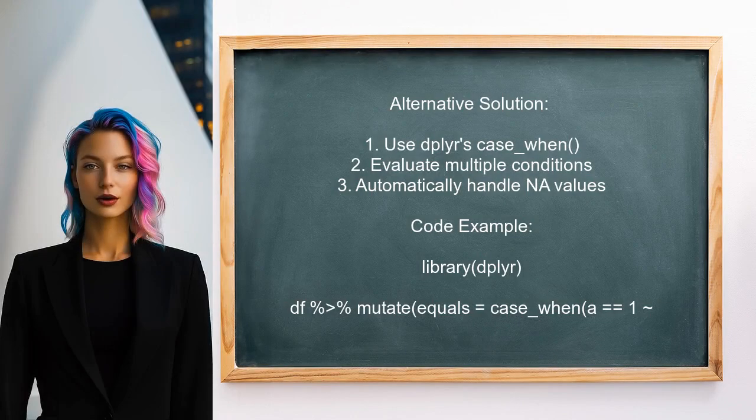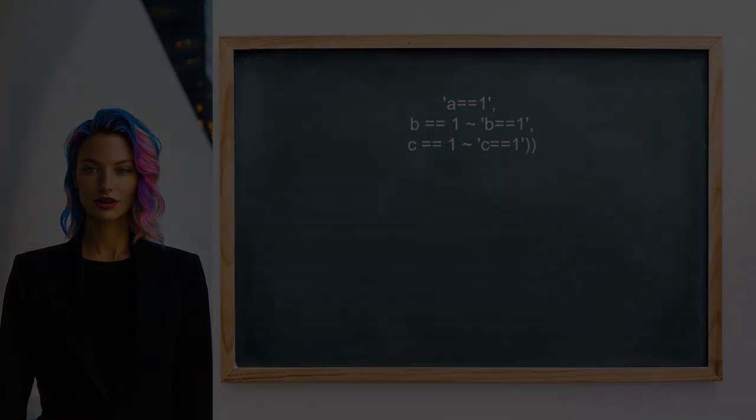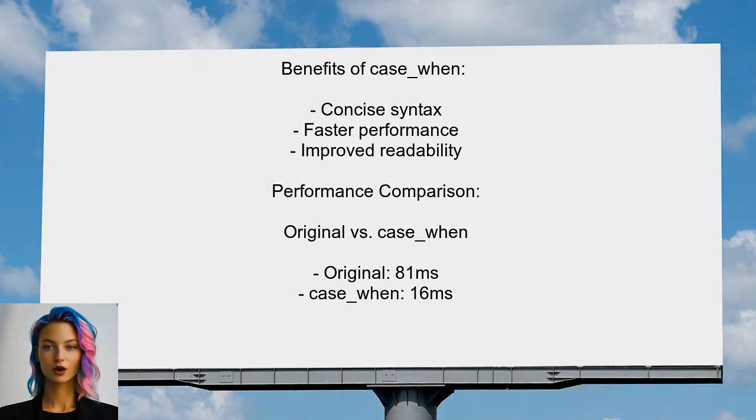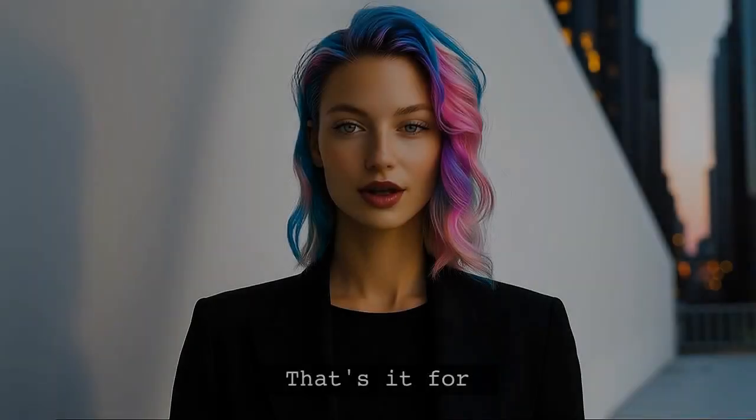Now, let's look at the answers provided by other users. An alternative approach suggested by a user is to use the dplyr package's case_when function. This method allows you to evaluate multiple conditions without the need for nested ifelse statements. It checks each condition in order and returns the first true result while automatically handling NA values. This method is not only more concise, but also faster than traditional ifelse calls, especially with larger datasets. It simplifies the code and improves readability. That's it for that answer.